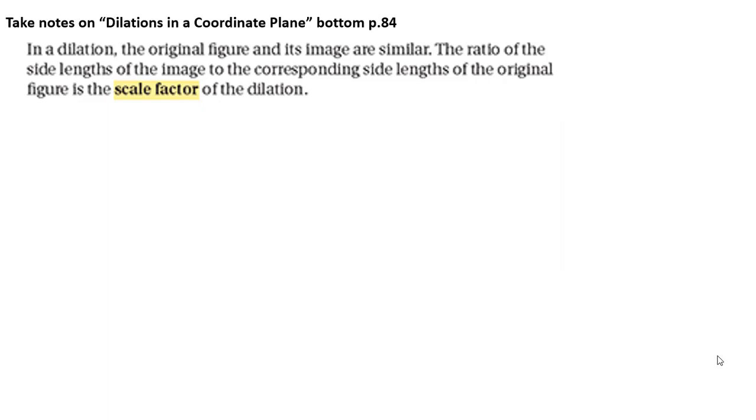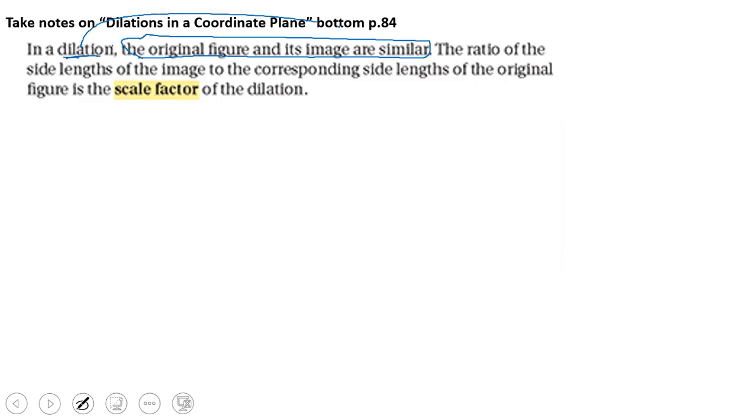So we talked about it a minute ago in video number 1, where I said it's going to mention it later, but I'm going to mention it now. And that was that the original figure and its image are similar when we have a dilation. It also says that the ratio of the side lengths of the image to the corresponding side lengths of the original figure is called the scale factor of the dilation.